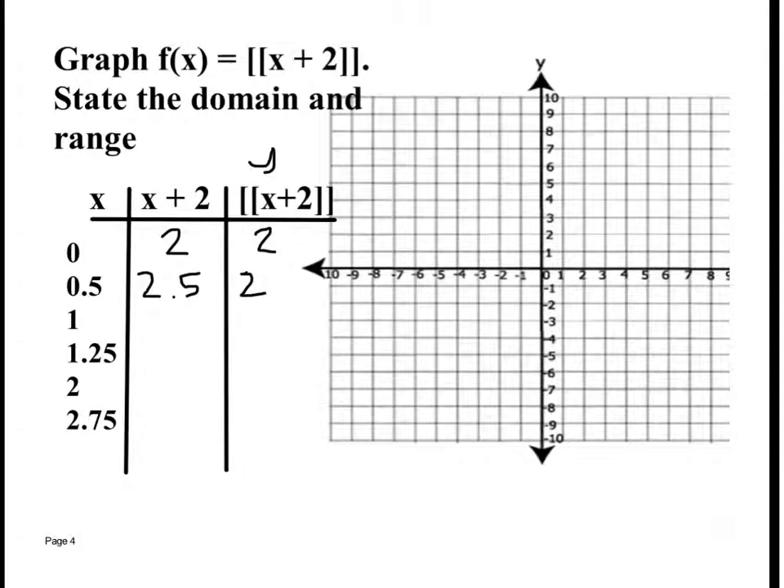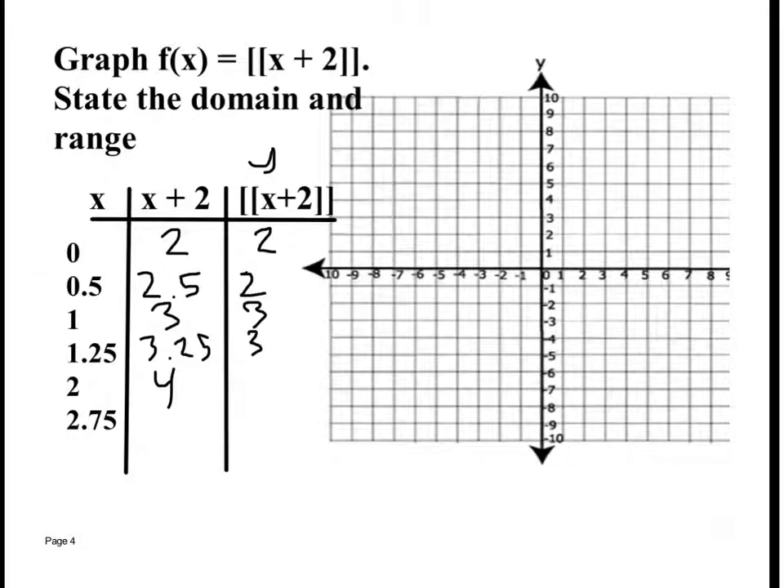Let's do 1. What is 1 plus 2? So what is the greatest integer closest to 3 without going past it? 3. What about 1.25? Okay, 3.25. What's the greatest integer not greater than 3.25? 3. What about 2? 4.